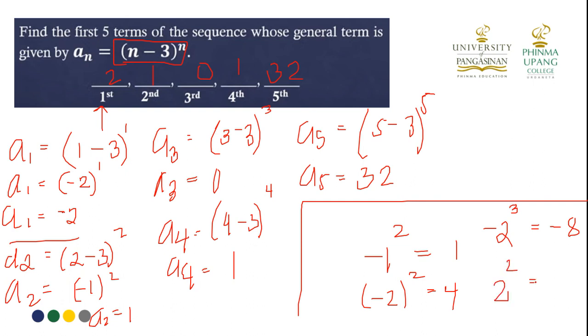What is 2 raised to 2? 4 po. What is negative 1 raised to 2? Positive 1 po.